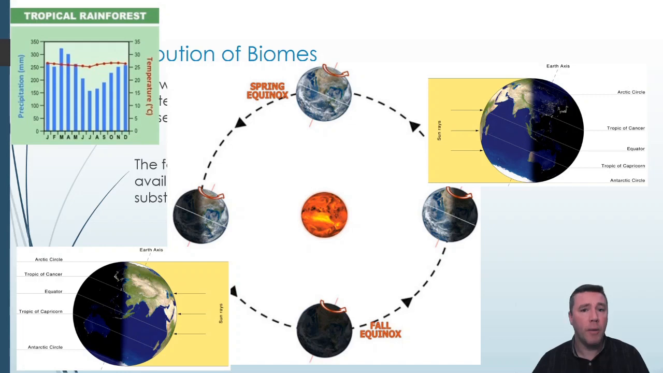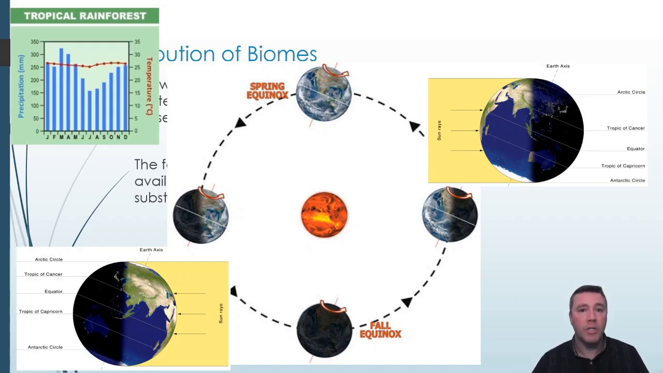If we were to look at a tropical rainforest, recall from earlier that tropical rainforests experience very little variation in temperatures throughout the year. The reason for this is because tropical rainforests are generally located close to and around the equator.